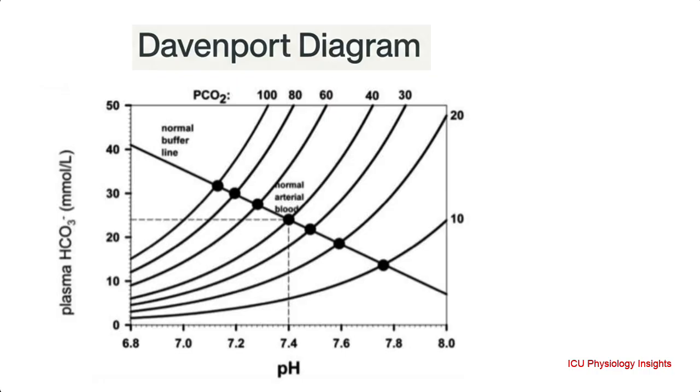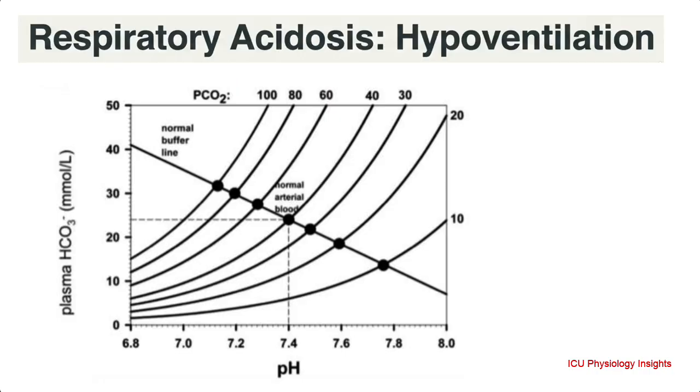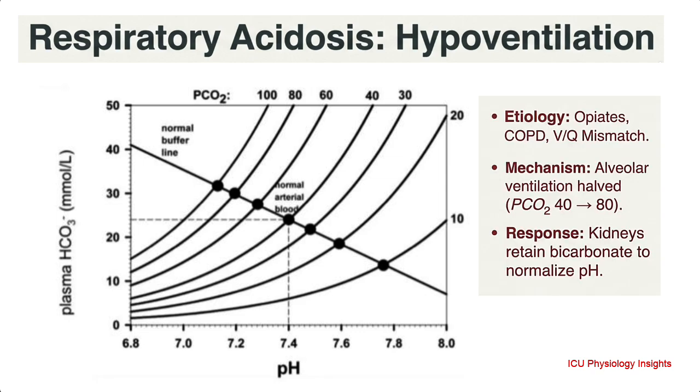It's time to apply this toolkit to the 4 primary acid-base disturbances we see in our patients. Okay, let's start with respiratory acidosis. The primary problem here is alveolar hypoventilation. Maybe it's a patient with an opioid overdose or severe VQ mismatch. Whatever the cause, they aren't blowing off enough CO2, so their pCO2 rises.